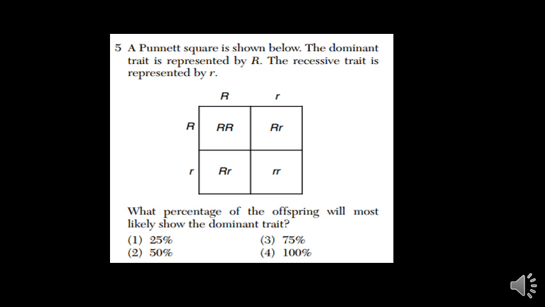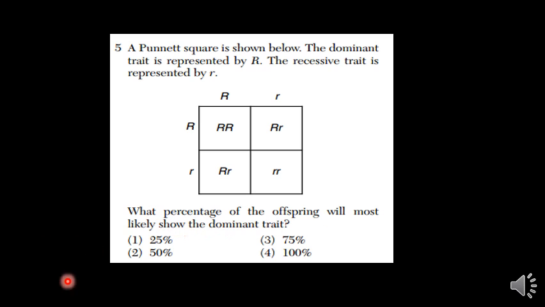Punnett square is drawn below. The dominant trait is represented by the capital letter R, and the recessive trait by the lowercase letter r, and this is the way they usually are. What percentage of the offspring will most likely show the dominant trait?